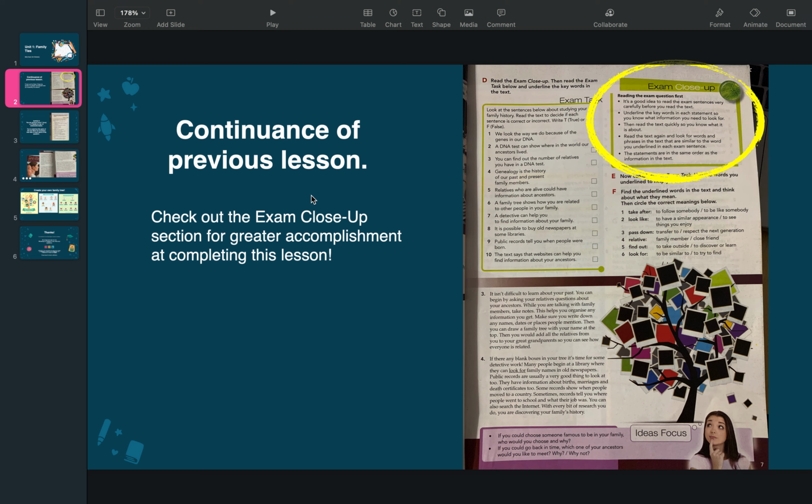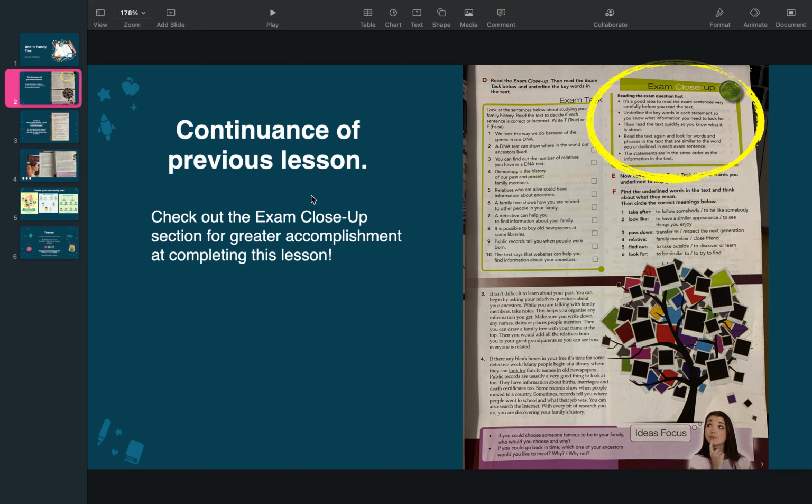Okay, number 3, then read the text quickly so you know what it is about, and then bila dah mark everything, read the text quickly. Baca sikit-sikit, like scan through the text. Okay, tak perlu baca in detail sangat.